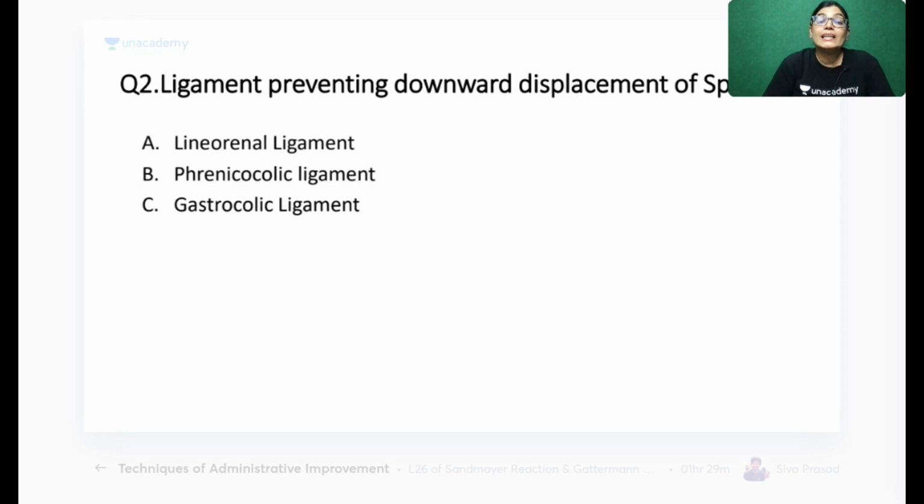Now coming to the second one: the ligament preventing downward displacement of the spleen. Which ligament is preventing the downward displacement of the spleen? Any idea?